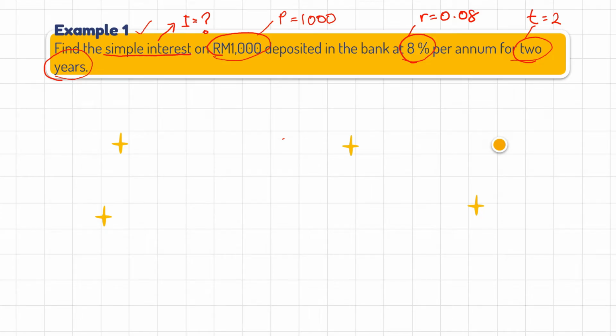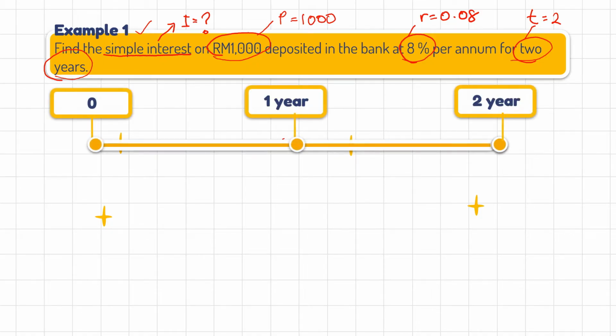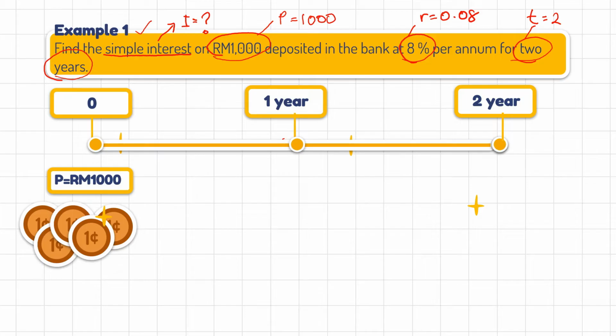Next, let's portray all the information on the timeline. So the timeline will be like this. We just have a 2 year timeline because the question asks for 2 years only. Our P will be written at today, which is 0. So here is our P, as you can see. And then what does R equals 0.08 mean? This is the simple interest rate. That means the interest is calculated on the original principal only.